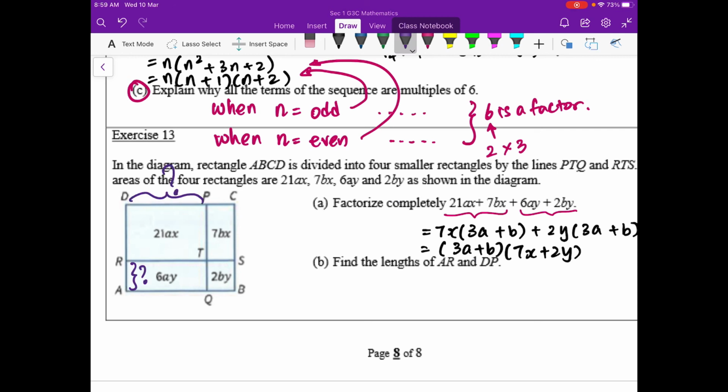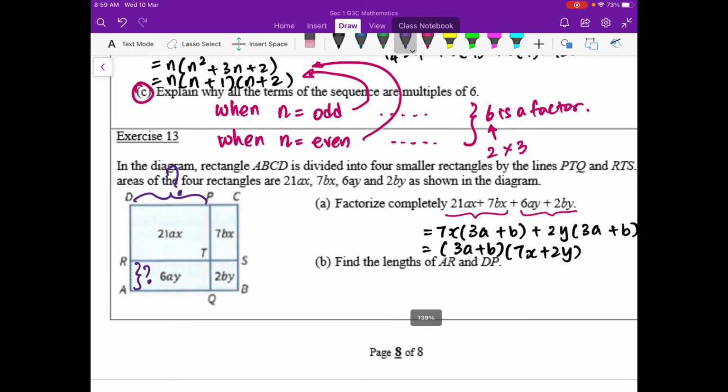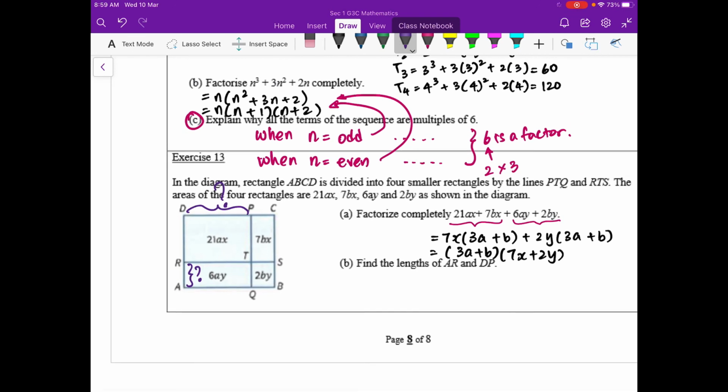Okay, then we have to fill in the dimensions using what we have just factorized. So this total box has dimensions of 3a plus b as well as 7x plus 2y. So it is your job to find out what goes where. Let's start with the 3a plus b. The 3a plus b term is going to be either here, 3a plus b, or it is going to be over here, 3a plus b. Let's see what makes sense.